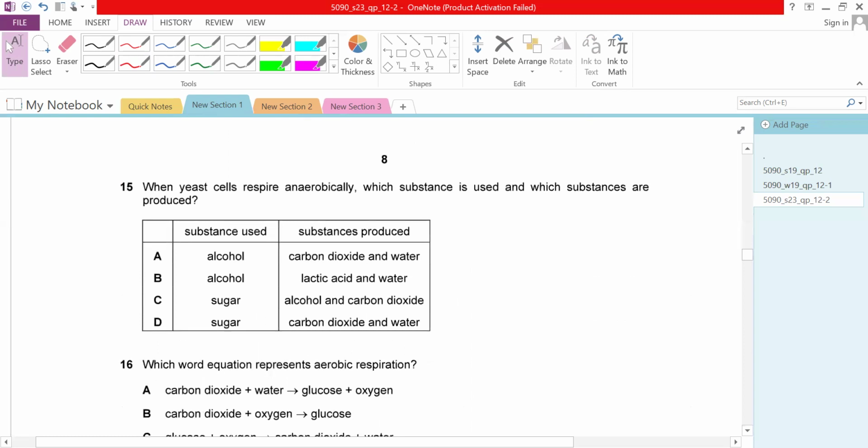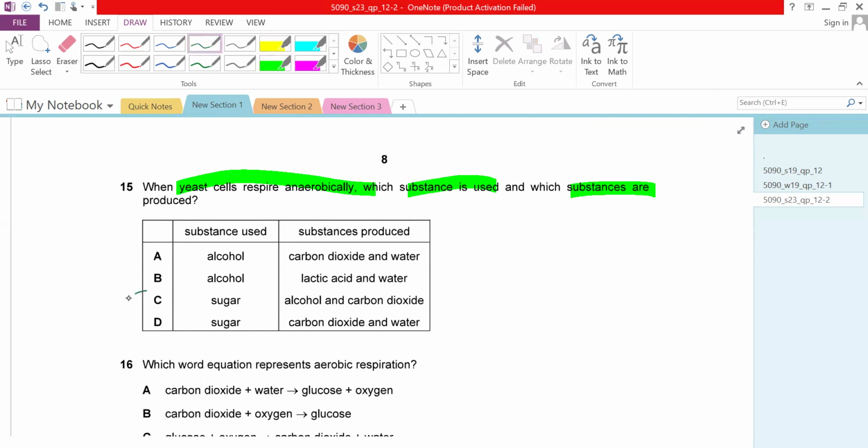Question 15. When the yeast cell respires anaerobically, which substance is used and which substance is produced? Okay, the substance used is sugar. We have two options for sugar, C or D. While the substance produced is alcohol and carbon dioxide. So option C is correct for question number 15.